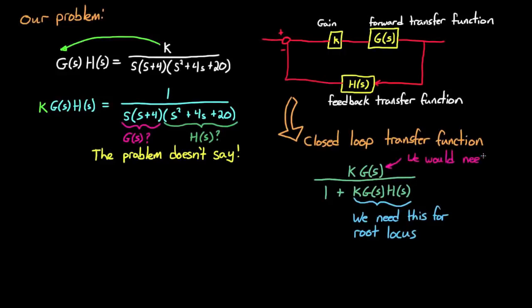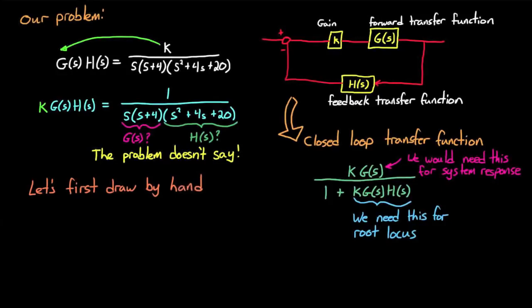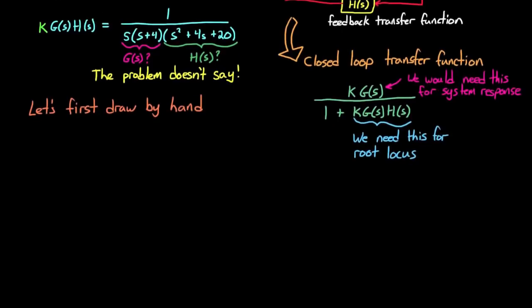We would need to know g of s by itself if we were concerned with system response and not just the pole locations and the root locus. Okay, so we have our g times h. And now before we do anything in Matlab, we should attempt to draw this transfer function by hand, just to see how close we get.